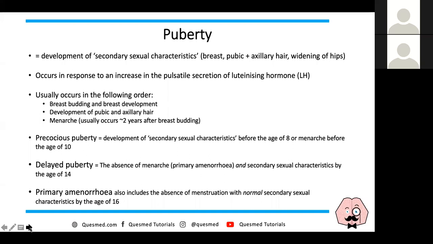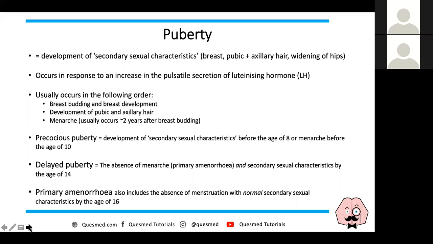Now, it usually occurs in a specific order. We usually have breast budding and breast development first. We then have the development of pubic and axillary hair. And we then have menarche, the start of the periods. And the periods usually come about 2 years after the first sign of breast budding.